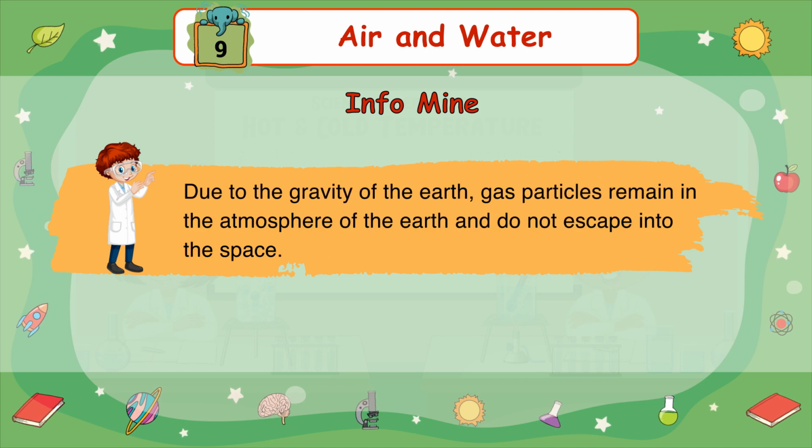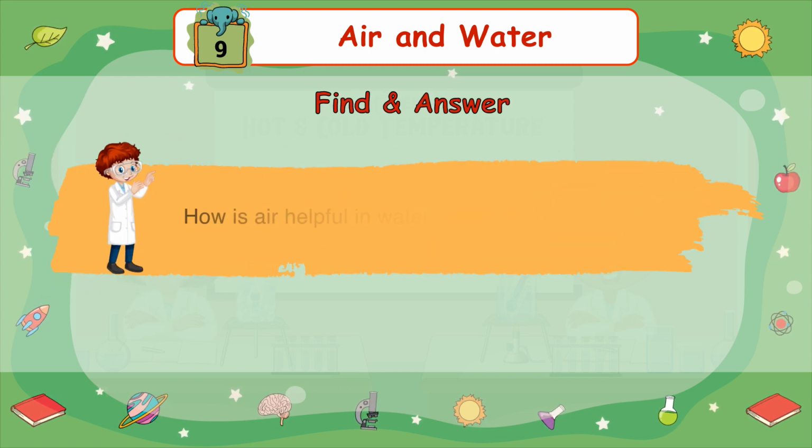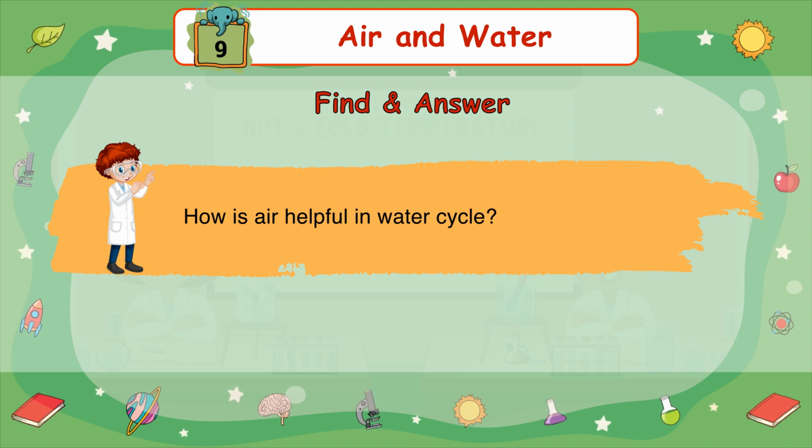Infomine. Due to the gravity on the earth, gas particles remain in the atmosphere of the earth and do not escape into space. Find and answer. How is air helpful in the water cycle?